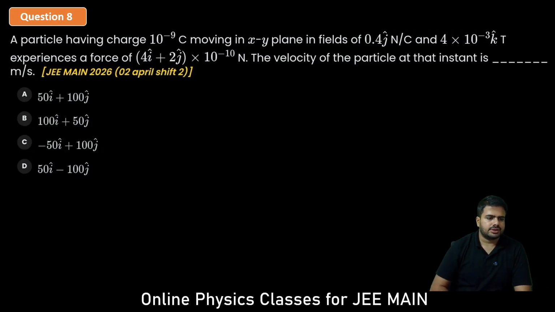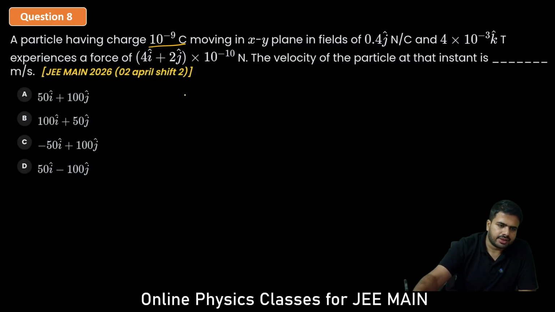Okay, so in this question they have given a particle having a charge of 10 to the minus 9 coulomb moving in the xy plane. So the particle is moving along the xy plane. They have not given the velocity particularly, so we will assume it. Let's say the velocity is Vx i cap plus Vy j cap, because it is moving in the xy plane.